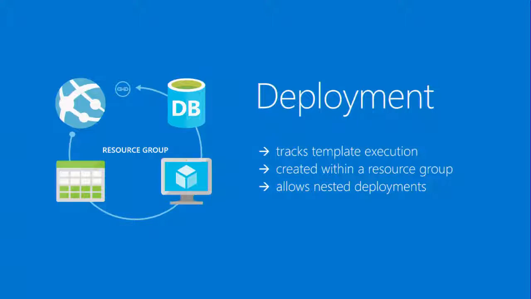Okay, so we spoke about how a deployment tracks the template execution. A deployment is when you actually ask the platform to provision the resources from that template, and this kicks off the life cycle for that deployment based on that template. The deployment is created inside the resource group that it describes, and you can actually have nested deployments as long as they live inside the same resource group. We'll talk about that topology in a few moments as well.